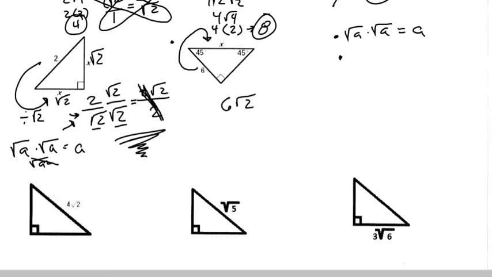Another thing is you are not allowed to ever have a radical in the denominator. Can't have a radical in the denominator, and the way that you get rid of it is you multiply by that same radical in the numerator and denominator. This will get rid of the radical in the denominator, and then you'll have a radical in the numerator. So those are two things you need to know about radicals.